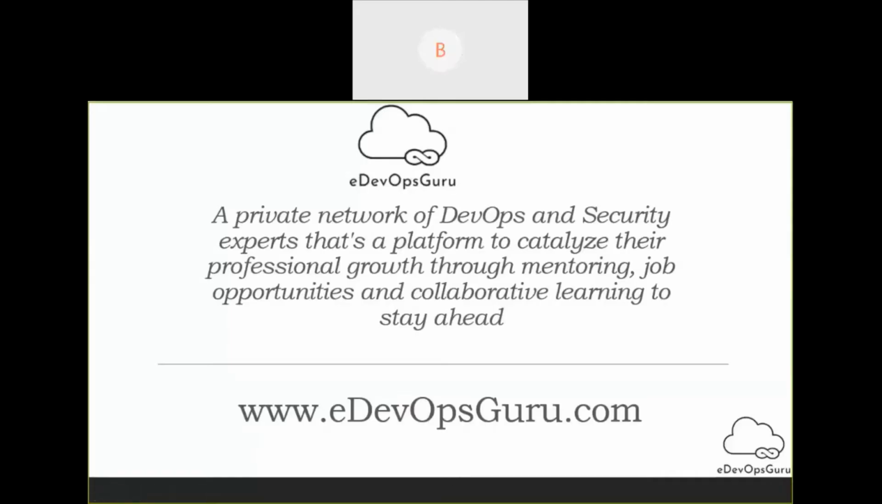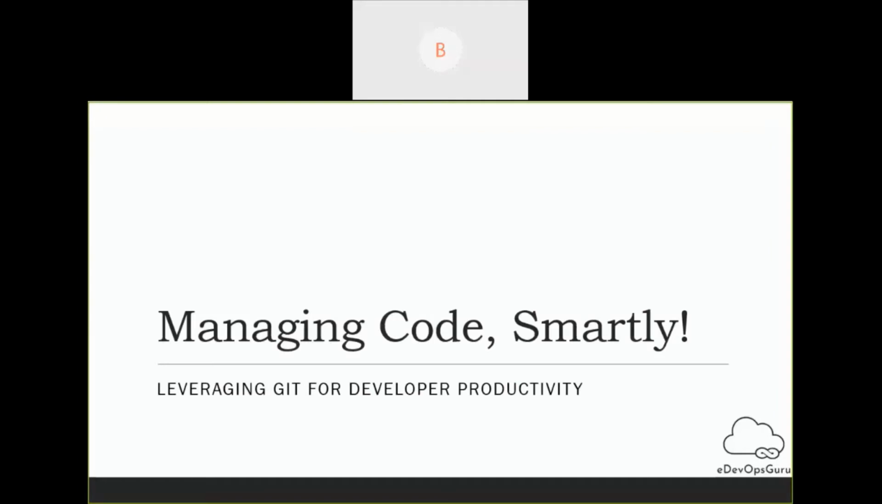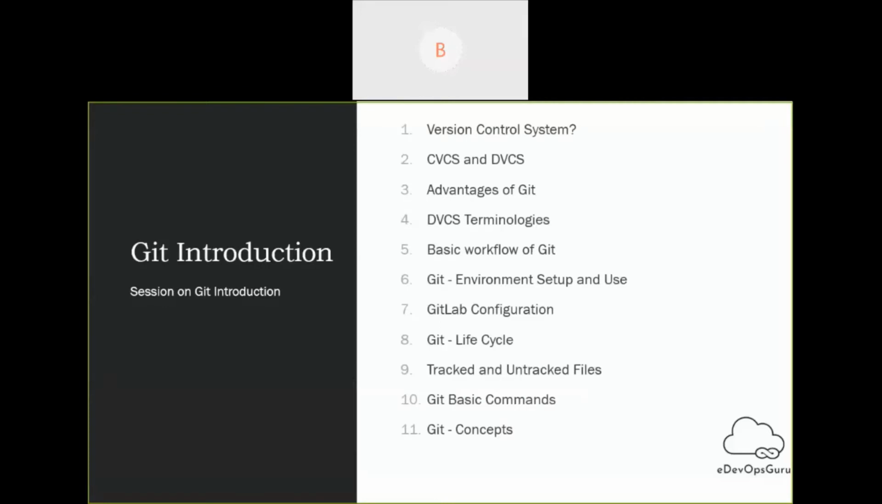Hi everyone, welcome to this webinar session on how to manage code smartly. We're going to give an overview of a tool which can increase developer productivity by using and managing the code smartly. So what is this tool we are going to discuss? This is simply a version control system, specific to Git.